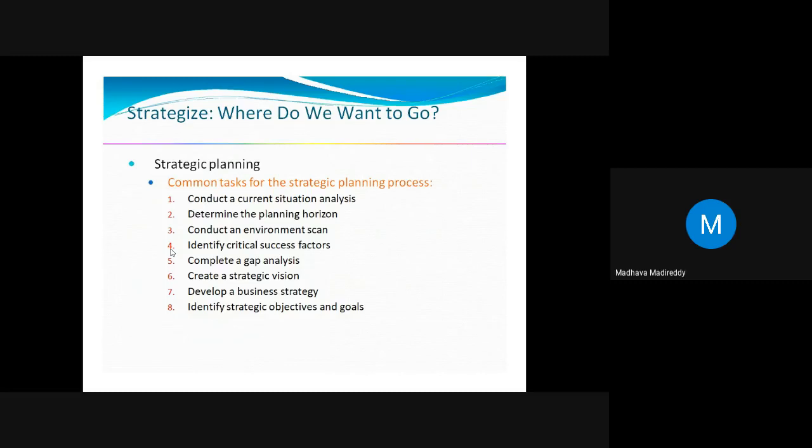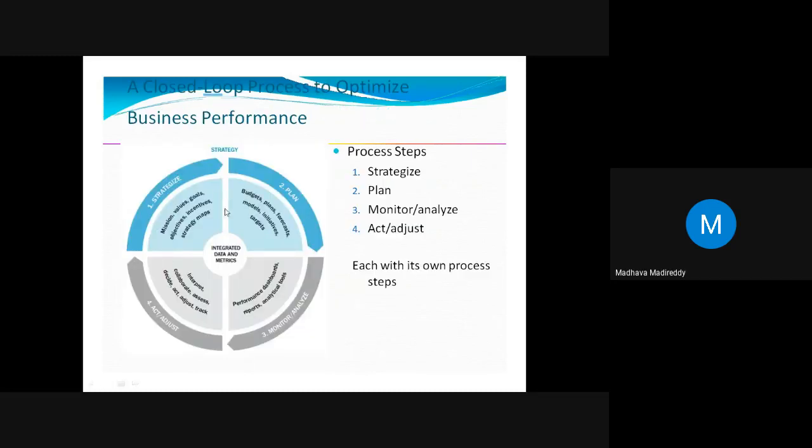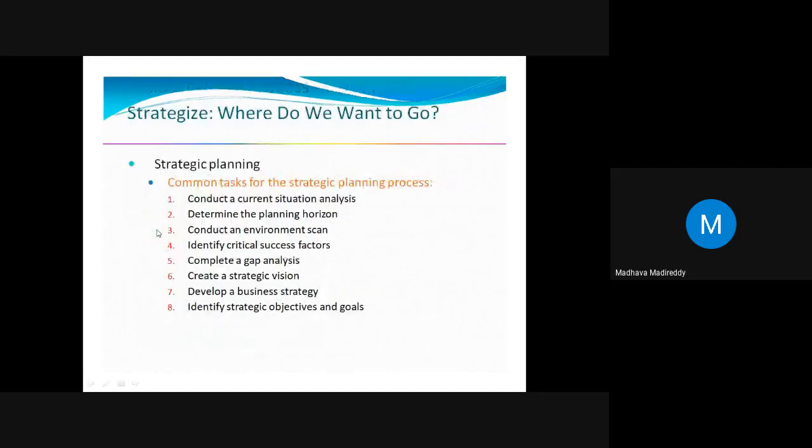Strategize. What do we need to do? Let's look at each of these individual segments, quadrants. Let's look at the first quadrant. In the first quadrant we are doing strategic planning. So we conduct an environmental scan, determine the environmental horizon, get an estimate of what is going on and where we are. We complete a gap analysis. Where are we located and where do we want to go? So create a vision and create a goal.